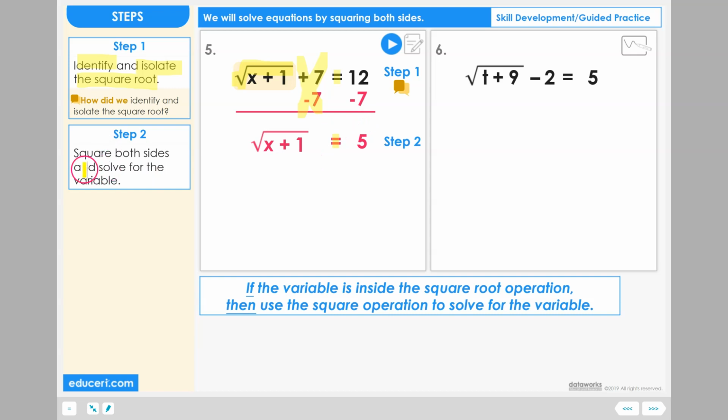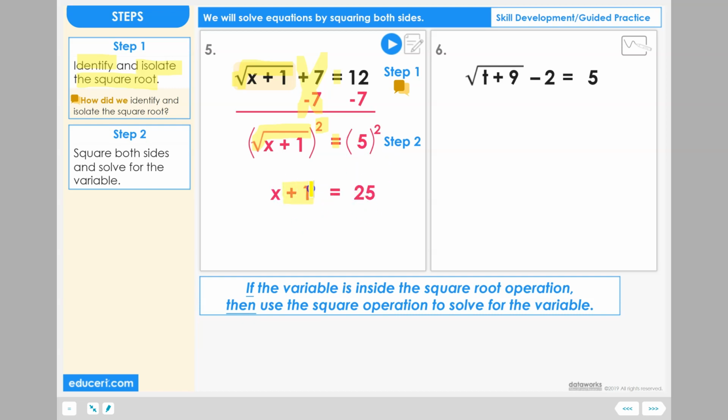Step 2. Square both sides and solve for the variable. Draw parentheses around the complete square root operation. We're going to put this to the second power, and we're going to do the same to the other side as well. Squaring a square root releases the expression within, so x plus 1 comes out for free. And this is equal to 5 to the second power, which is 5 times 5, which is 25.